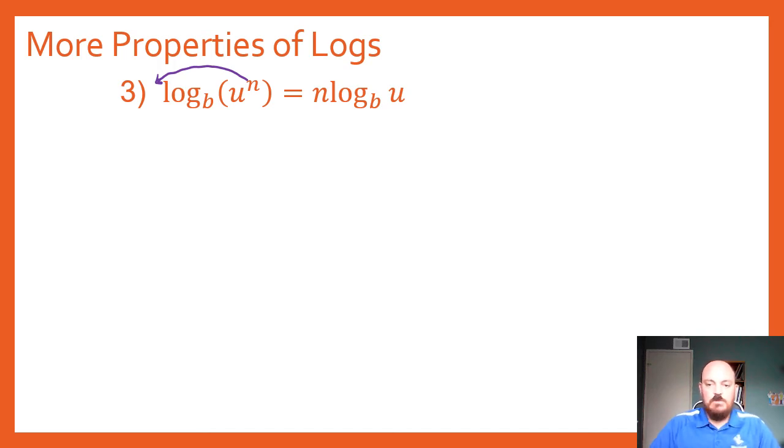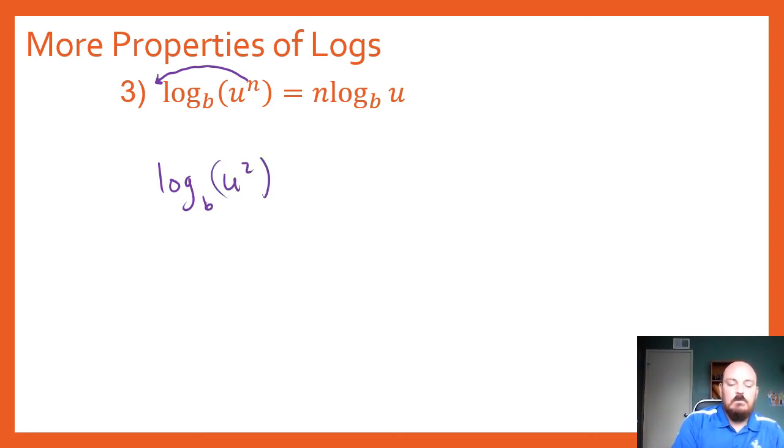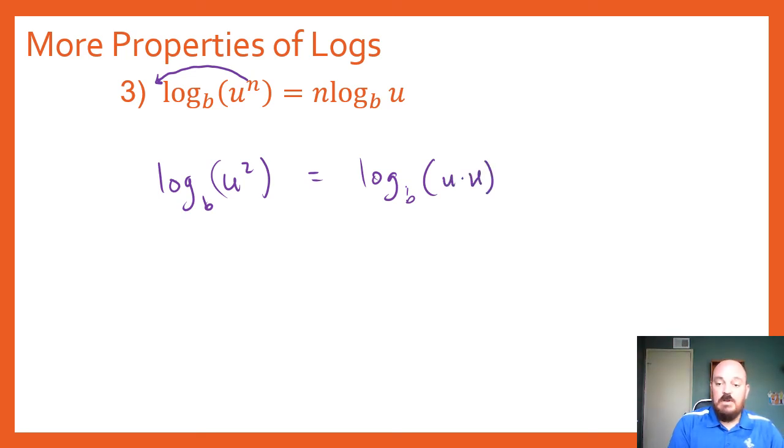Now, just so you understand where this property comes from, this is actually an extension of property number 1 of multiplying. Because if I have the log base b of u squared, another way to think of that is log base b of u times u. And then if you use your adding property, that would be the log base b of u plus the log base b of u again. And when you have two of the same thing, you just add them together. You have two of them. You have 2 log base b of u.